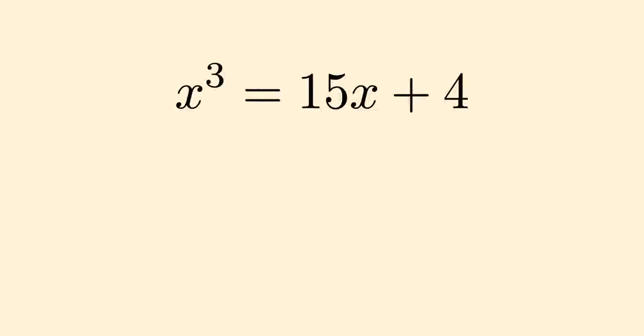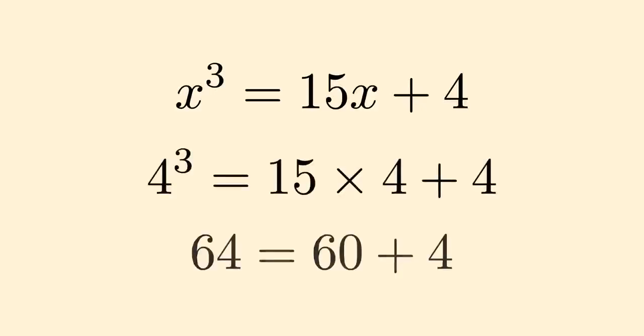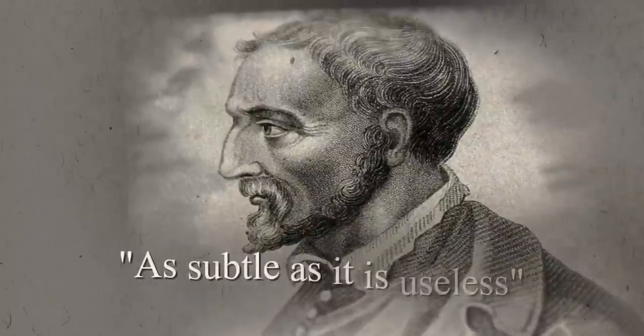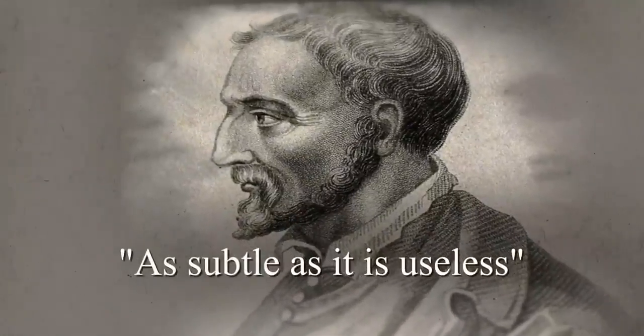With a little guessing and checking, you can find that x equals 4 is a solution. So why doesn't the approach that works for all other cubics find the perfectly reasonable solution to this one? Unable to see a way forward, Cardano avoids this case in Ars Magna, saying the idea of the square root of negatives is as subtle as it is useless.